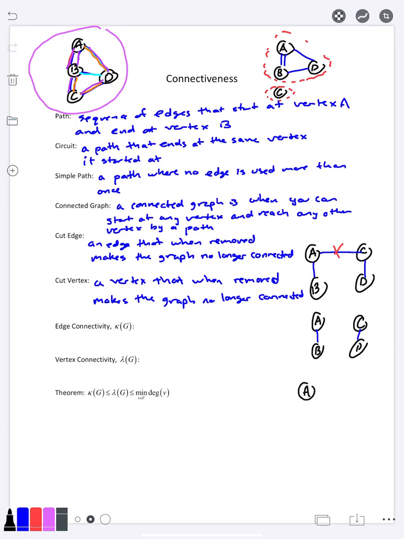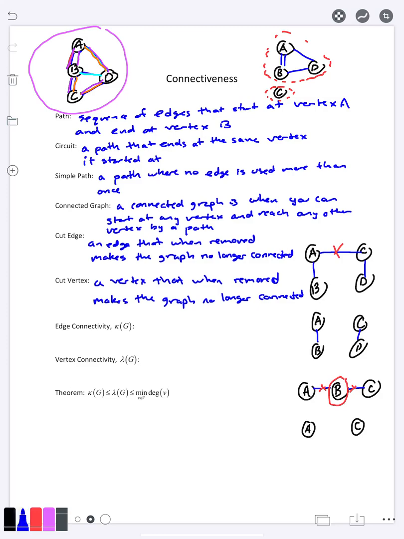Let's say we have A, B, and C. All right, simple thing here. If I were to take away B and get rid of all the edges that are connected to B, then my resulting graph would have A and C completely separate, and it would be no longer connected. So that would be a cut vertex.